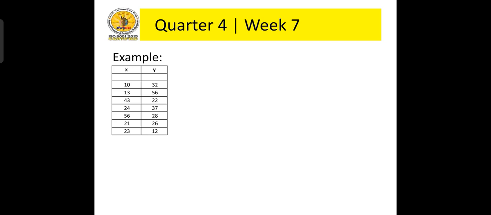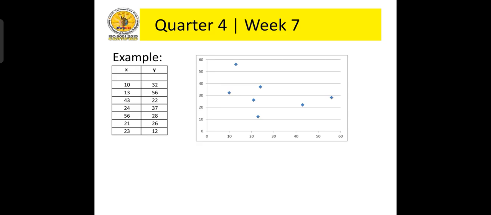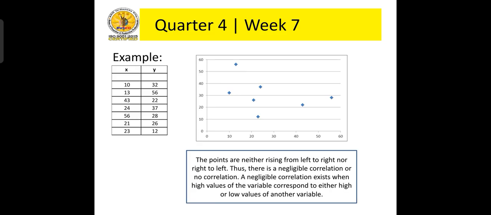So let's have another example. Let's take a look at the value of our x. So increasing, then decreasing again. And for our y, we have increasing, then it decreases, increases, then it decreases again. So based on this scatter plot, we can see that the points are neither rising from left to right or right to left. Thus, there is a negligible correlation or there is no correlation at all.